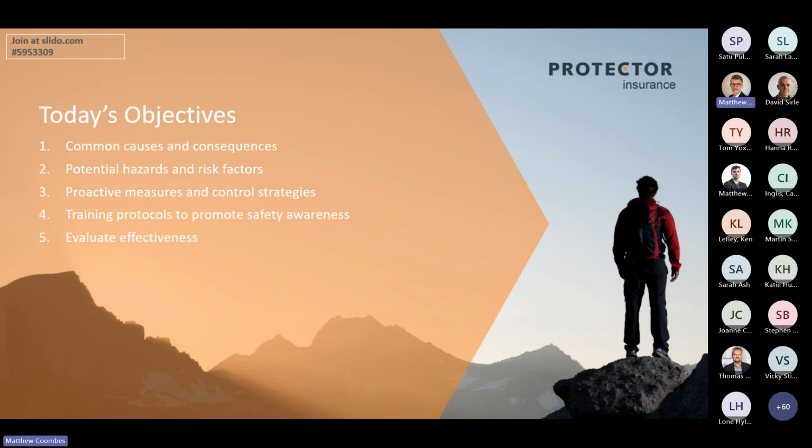So firstly, the objectives for this morning's webinar. Firstly, for you to understand the common causes and consequences of slips, trips and falls in the workplace, to be confident identifying potential hazards and the risk factors associated with slips, trips and falls across various work settings, to be able to implement proactive measures and control strategies to prevent them in the workplace, to help you develop effective communication and training protocols to promote safety awareness amongst your employees, and give you enough information to allow you to evaluate the effectiveness of safety interventions and continuously improve.